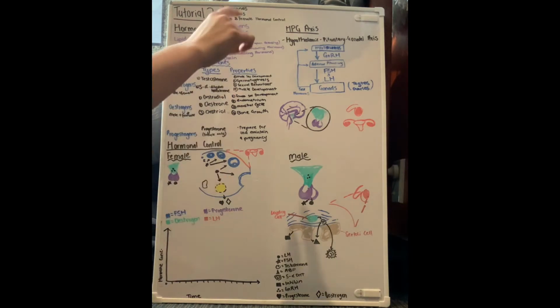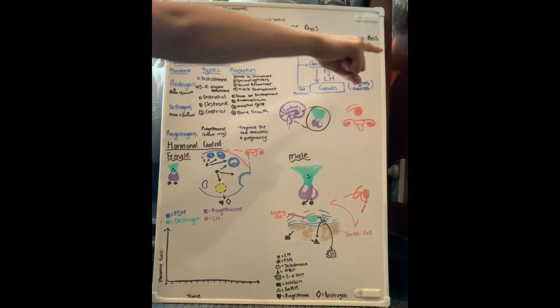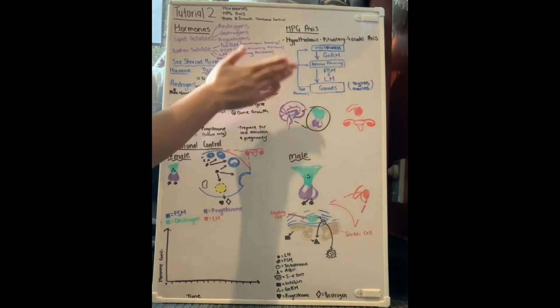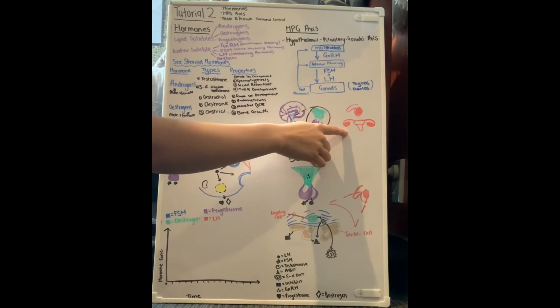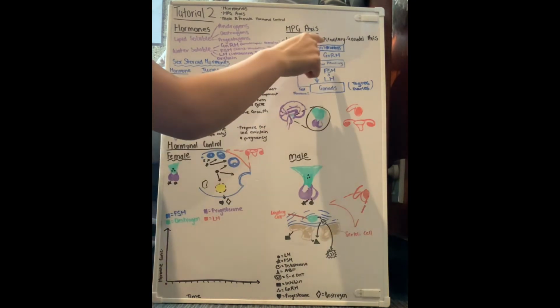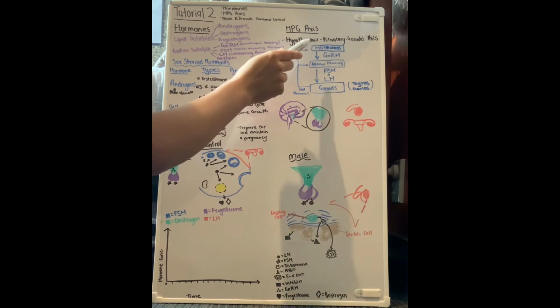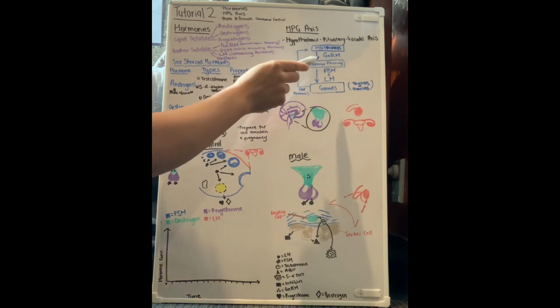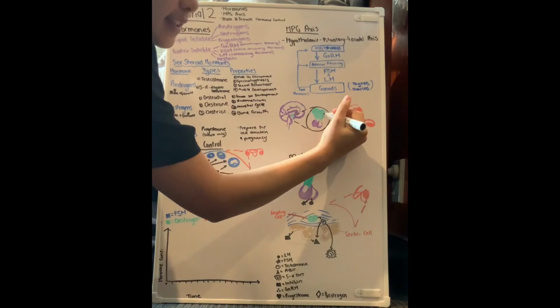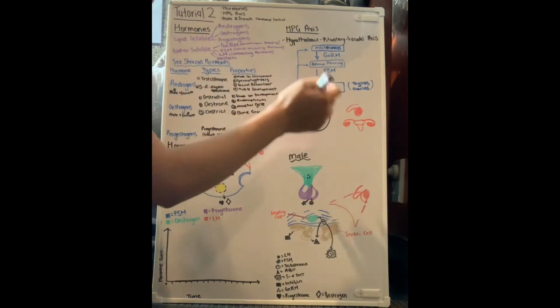Now I'll move on to the HPG axis, and that means the hypothalamic pituitary gonadal axis. Basically how the brain, this is a cross section of the brain, controls the gonads and the reproductive cycles. So we start in the hypothalamus up here. GnRH, gonadotrophin releasing hormone, is released by the hypothalamus and flows down, and it acts on the anterior pituitary. And the anterior pituitary releases FSH and LH.